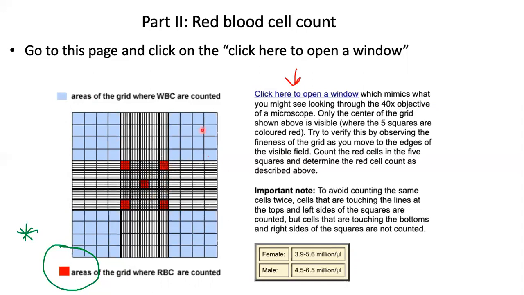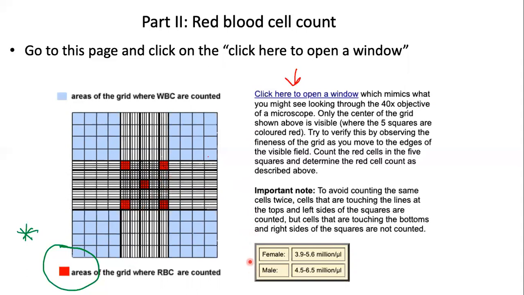You're going to click there to open up a window, which actually mimics what you might see through the 40X objective. I want you to go to the four corners and count the red blood cells in each box, and then go to the middle box and count the red blood cells in this box. Here are the rules. You don't have to quite follow those rules. It's not like we're getting certification for this.